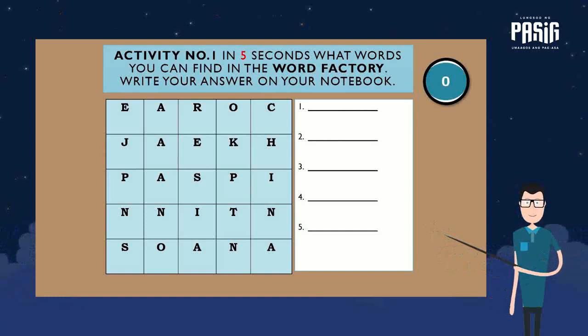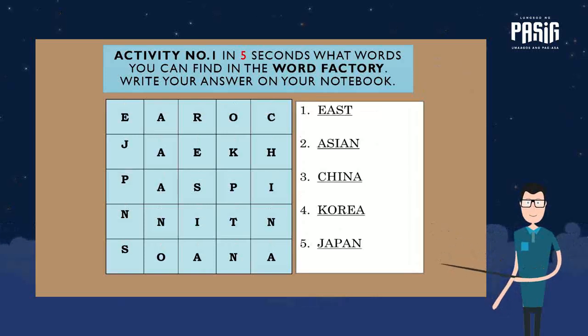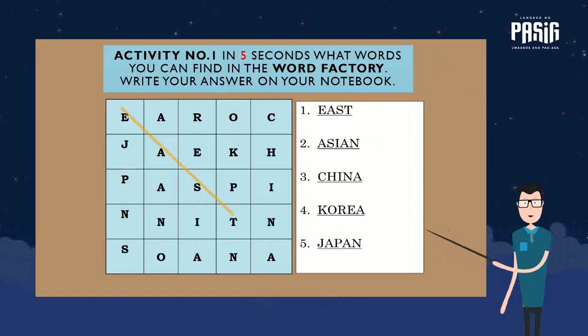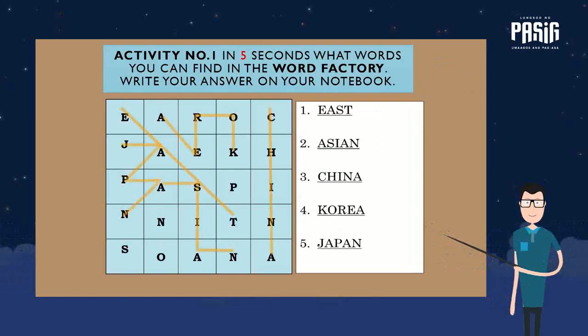Time is up. Now let's check your answer. Here are the list of words that you can find on our word factory. We have East, Asian, China, Korea, and Japan. How much score did you get? I bet you get a good score. Now we can proceed with our discussion.